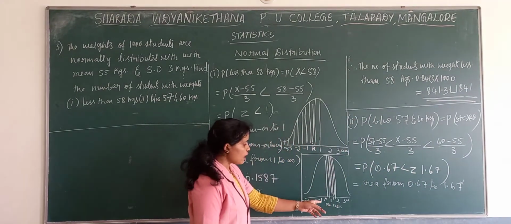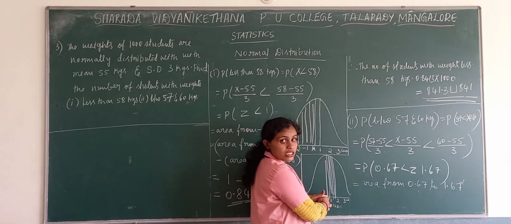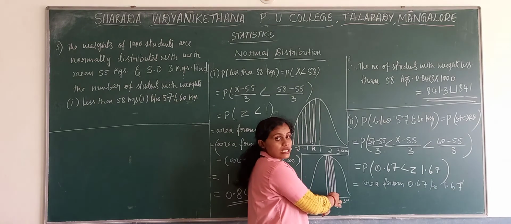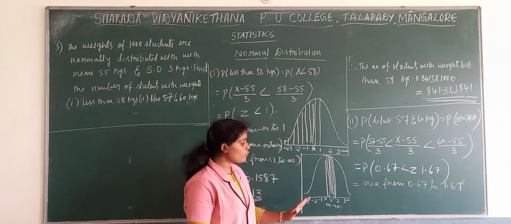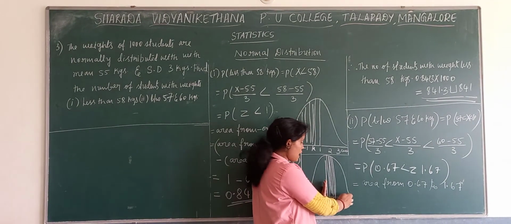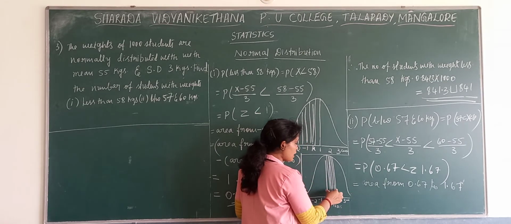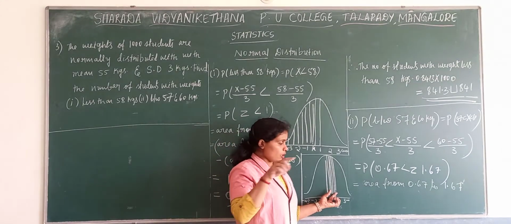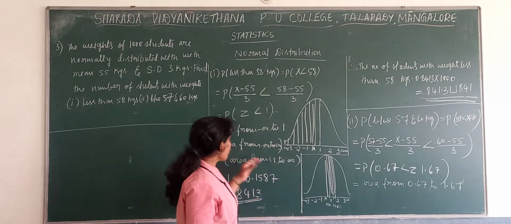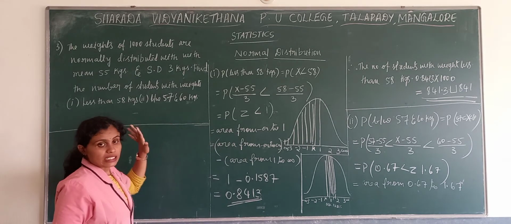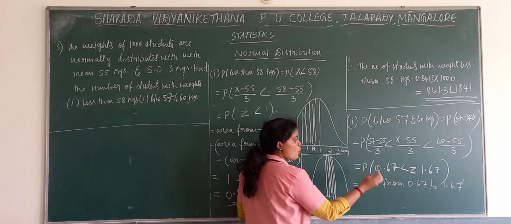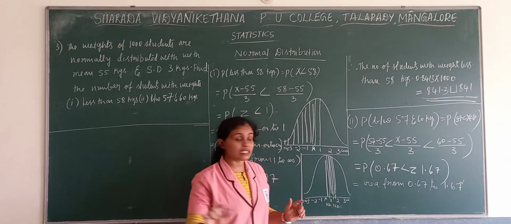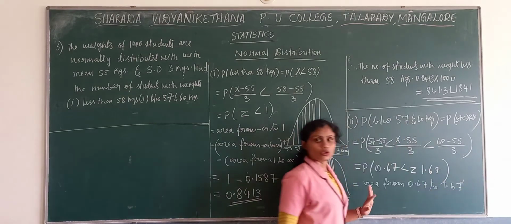That is, the area from 0.67 to infinity minus the area from 1.67 to infinity. What we need to do? From this particular area, if you deduct this area, what do we get? This particular area will remain. And if you are getting confused, it's always so in case of in between. In case of in between, whatever value you get here, from that to positive infinity, from that deduct this particular value to infinity.